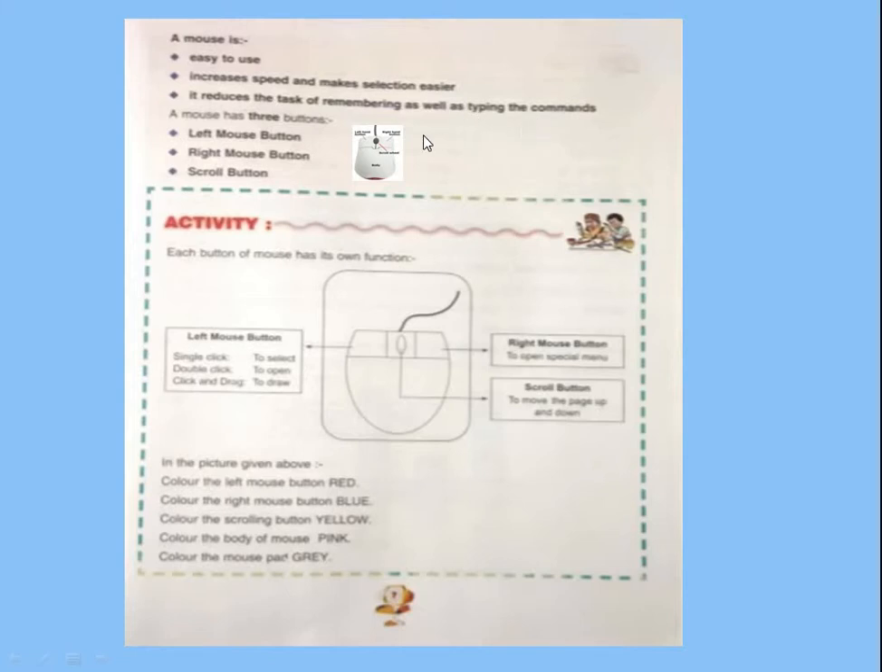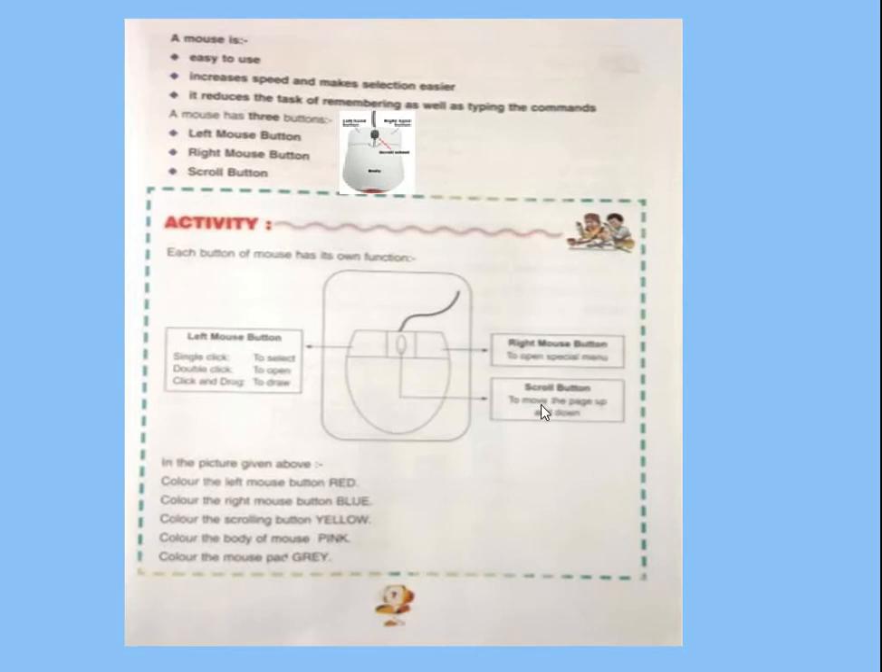A mouse has three buttons: left mouse button, right mouse button and scroll button. In this activity, each button of the mouse has its own function. In the left mouse button, single click for selection, double click for open, click and drag for drawing. Right mouse button is used to open a special menu. Scroll button is used to move the page up and down.